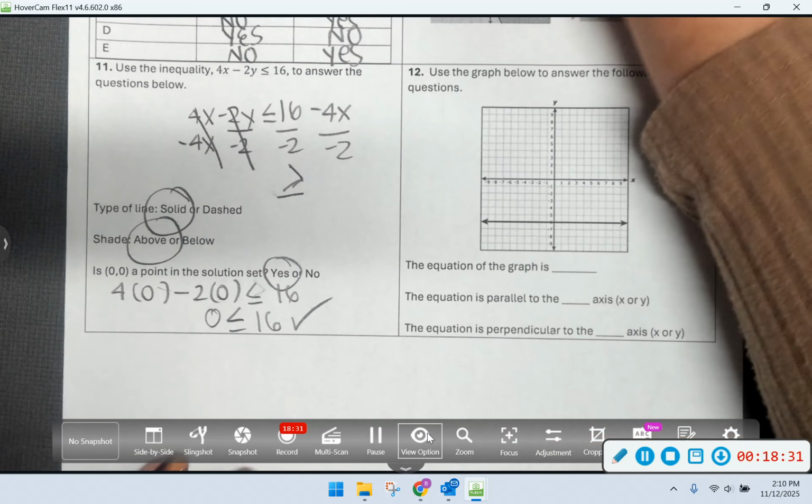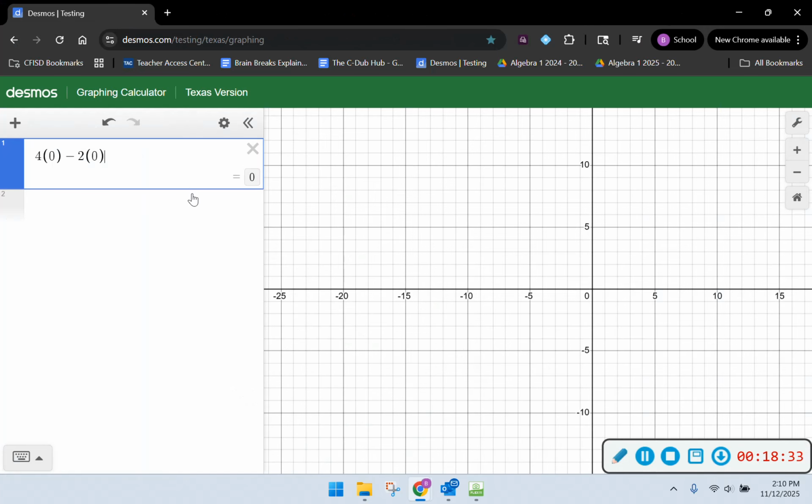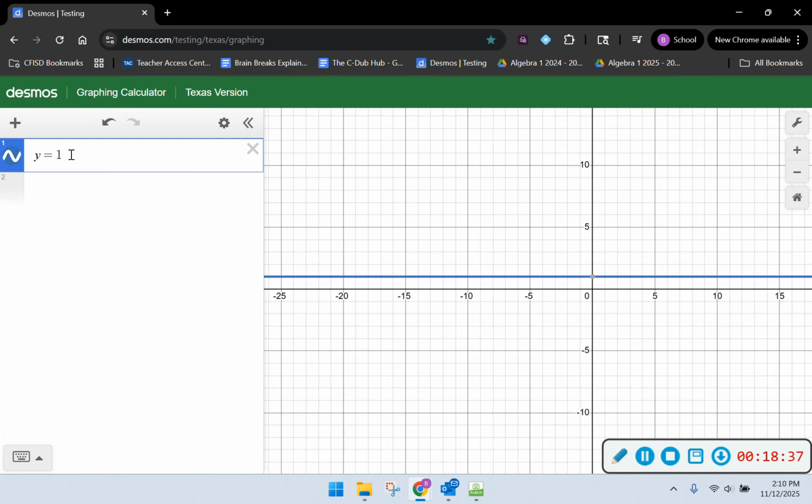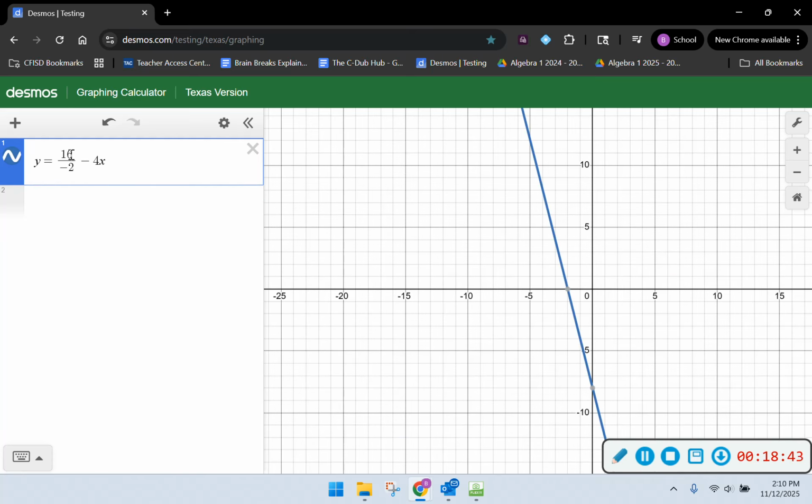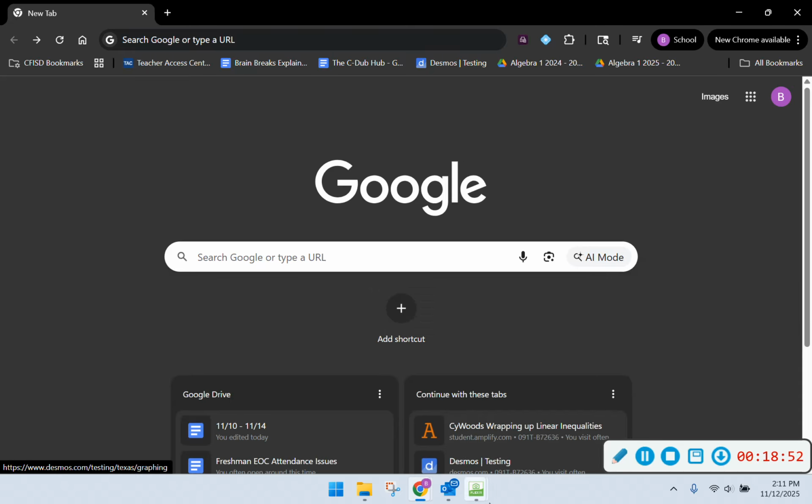And of course, you can go type this into Desmos if that's what you want. So we could type in y equals 16 divided by negative 2 minus 4x divided by negative 2. And 0, 0, we got to flip our sign, is above the line. All right, there's Google.